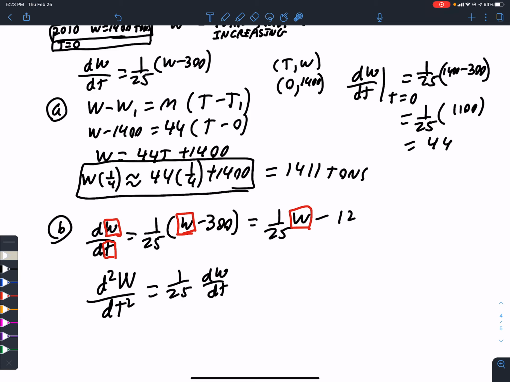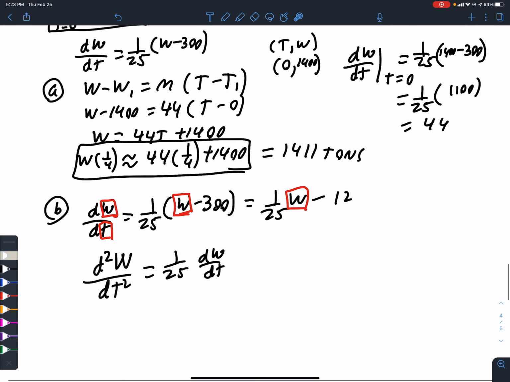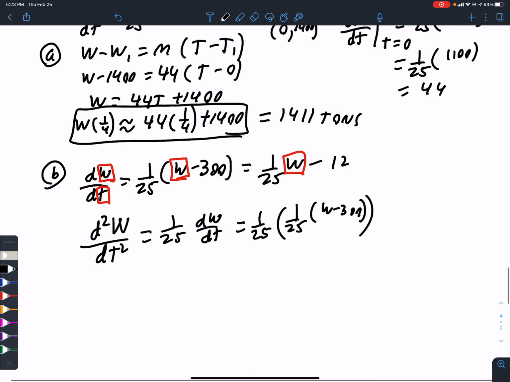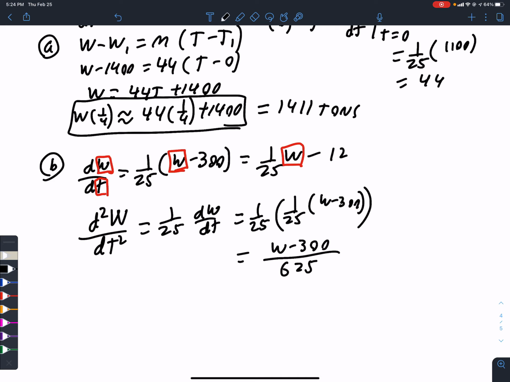So then they want us to use this information. Oh, they want it in terms of W. So what is dW/dt? I have to replace dW/dt with what it equals. So I've got to place that there. So that's going to be 1/25 W minus 300. Again, you should stop there, but some of you are going to keep simplifying. But that is your second derivative right there.